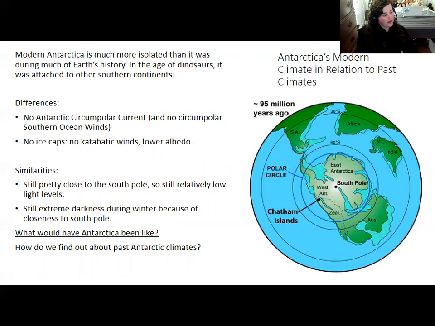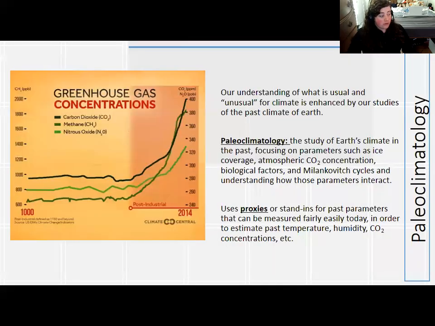And we'll set aside until later how scientists have figured out where the continents used to be. But how do we find out about past Antarctic climates? How do we get clues as to what the climate of Antarctica has actually been like? Something we'll return to when we talk about climate change is that our understanding of what the climate is today is really enhanced by paleoclimatology, which is the study of remnants of the past to make educated guesses about the climate of the world from when we were able to get those remnants.